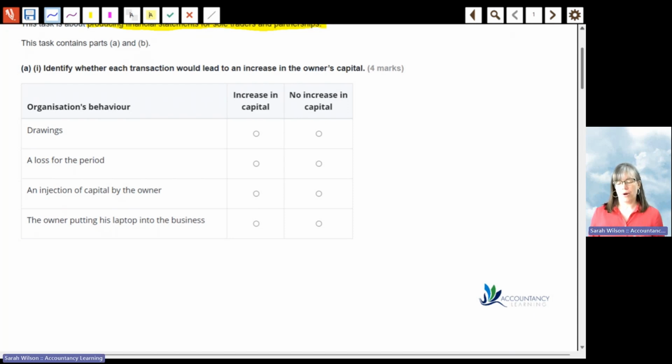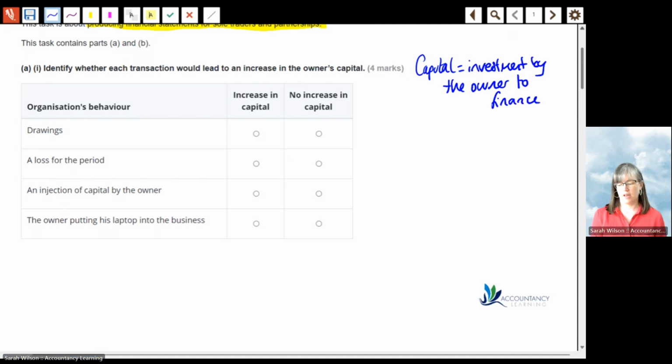So what do we mean by capital? So capital is the investment by the owner to finance the business. So we need to have a look at each of these transactions and then decide whether that's going to increase their investment in the business or if it wouldn't increase it.